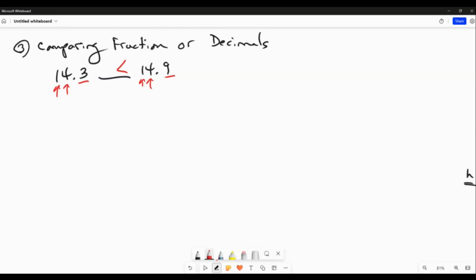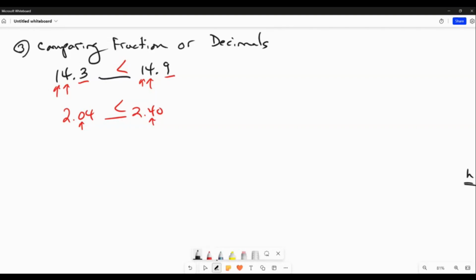And also understanding, one of you had a question earlier today about 2.04 and 2.40. Those are not the same number. This has a 0 in the tenths. This has a 4 in the tenths. So 2.4 is bigger than 2.04.